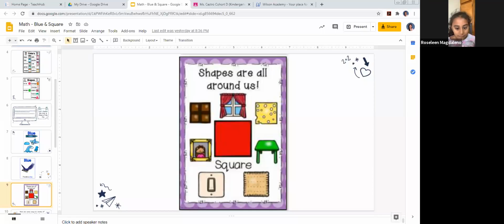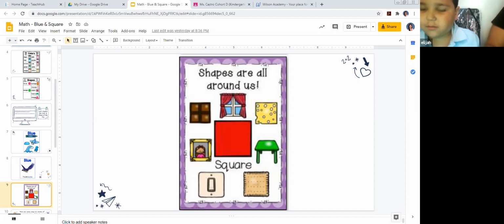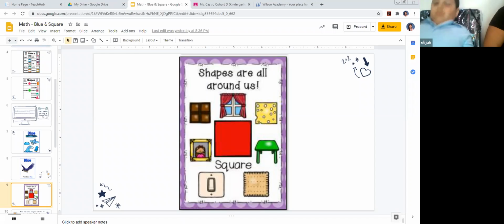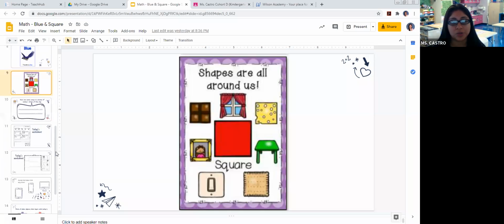Excellent job. And then we have one more object. Elijah, go ahead. What's the last object that's the shape of a square? A light switch. The light switch. Perfect. Now we could hear you. Awesome job, Elijah. So the light switch down here at the bottom is the shape of a square. And I'm sure, boys and girls, that you can find many more objects in your home that are also in the shape of a square.